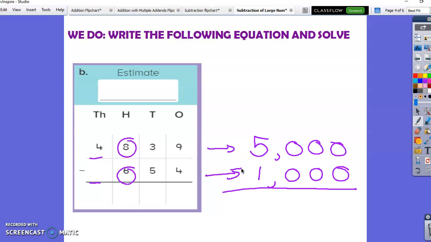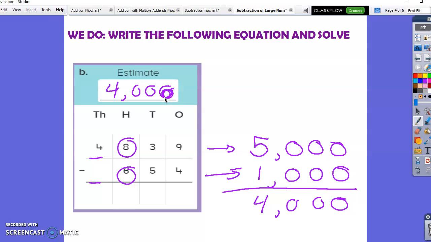And now we subtract. 5 minus 1 is 4. You can bring down your zeros. So our estimated total or difference is going to be 4,000. And now we subtract.